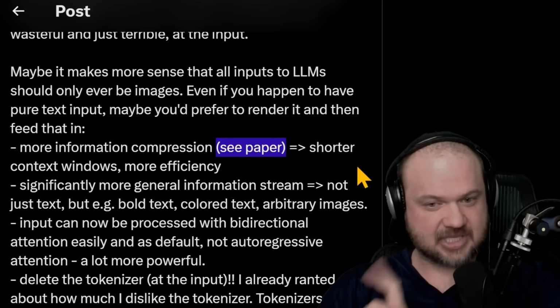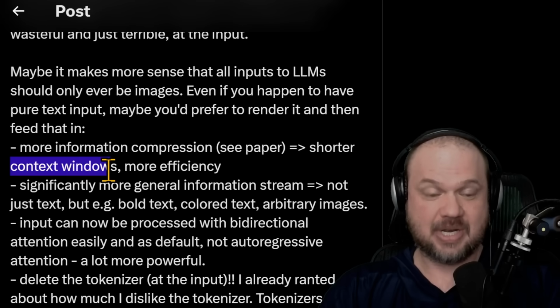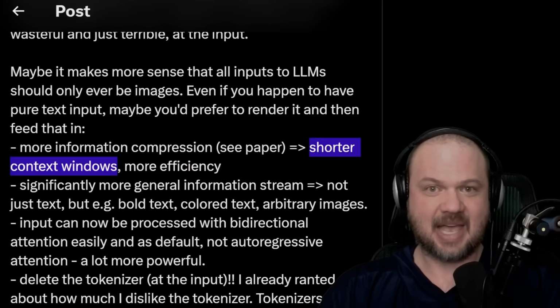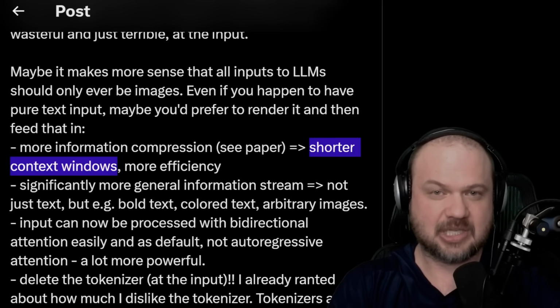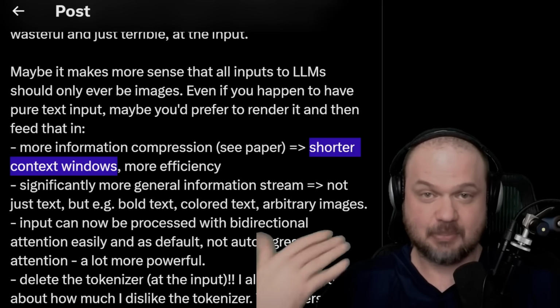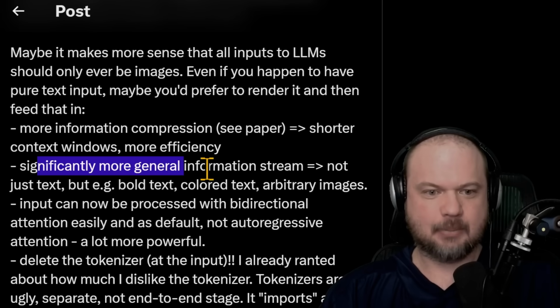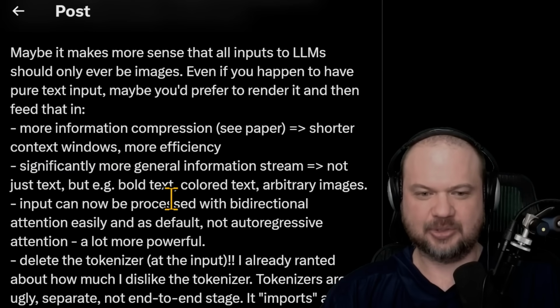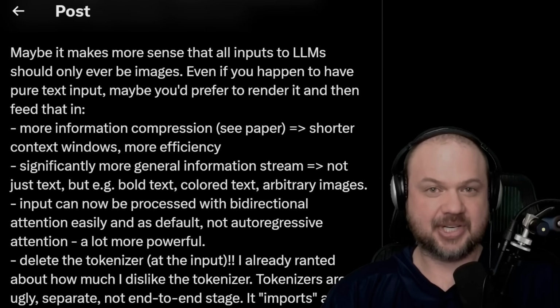We'll take a look at the paper in just a second. Shorter context windows, more efficiency. So shorter context windows, this is massive. You need much shorter context windows to process the same amount of data. It's much more efficient and a significantly more general information stream. Not just text, but you can have bold text, colored text, arbitrary images.